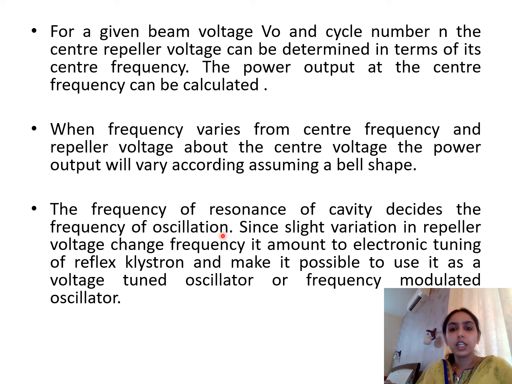From the equation we can understand that whenever we change the repeller voltage, even a slight variation changes the frequency, and this amounts to electronic tuning of the reflex klystron. So it is possible to use it as a voltage tuned oscillator or frequency modulated oscillator. Even a slight variation in repeller voltage changes the frequency, finding many applications as a frequency oscillator.